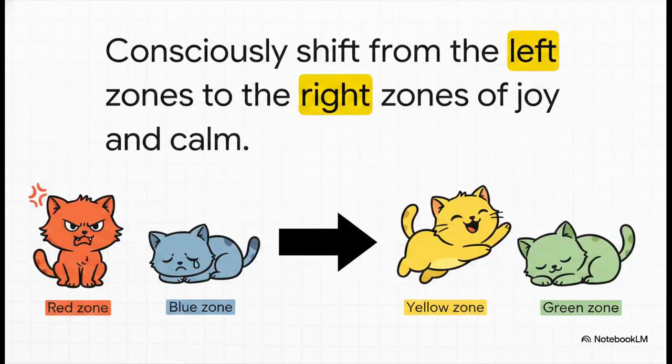Now, to be clear, the ultimate goal of regulation is not about becoming some emotionless robot who never gets sad or mad. Not at all. It's about persistently making the conscious effort to shift your state. When you find yourself stuck on the left side of the mood meter, in those blue or red zones, you use your tools to gently but firmly steer yourself back over to the right, back toward the yellow or green zones of joy, acceptance, and calm.